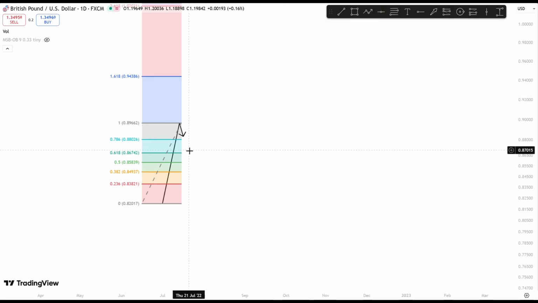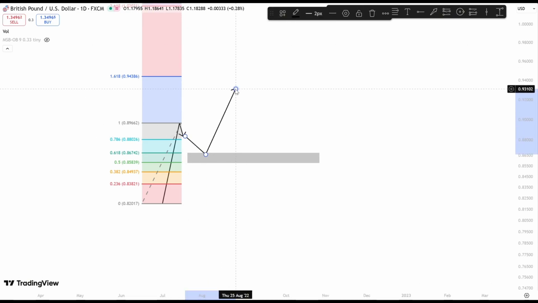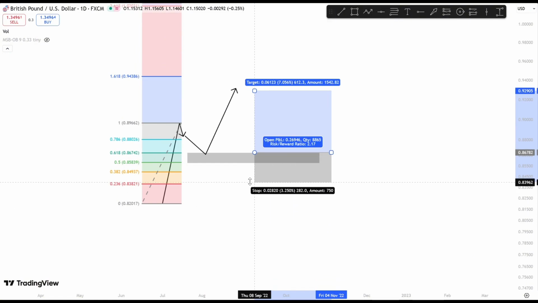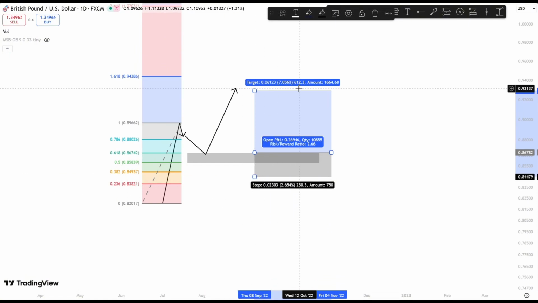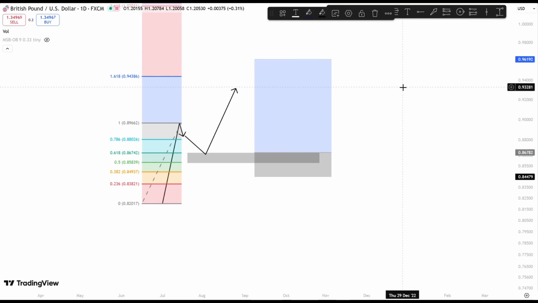Then you mark out your 0.6 to 0.5, you mark it out just like this, and then you expect the market to fall back to it, and you get a move. You place your stop below any liquidity, and you can target a 1 to 4 risk ratio.